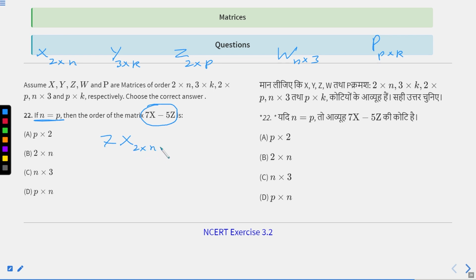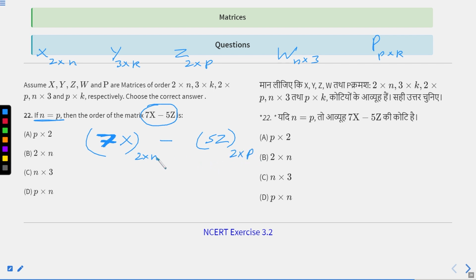So 7X, X is of what order? You can see 2 cross n. If you multiply any scalar to a matrix, the order remains the same. Why? Because the constant scalar multiplies with the entries of the given matrix. This does not alter or add any row or column. So this whole matrix is also of order 2 cross n. With the same logic, 5Z will be of order 2 cross p.